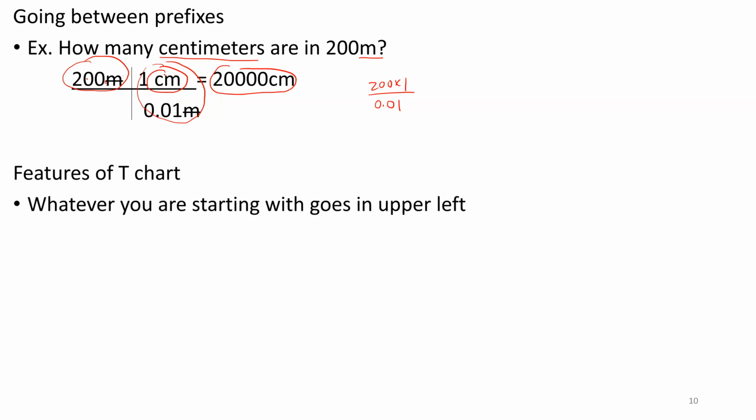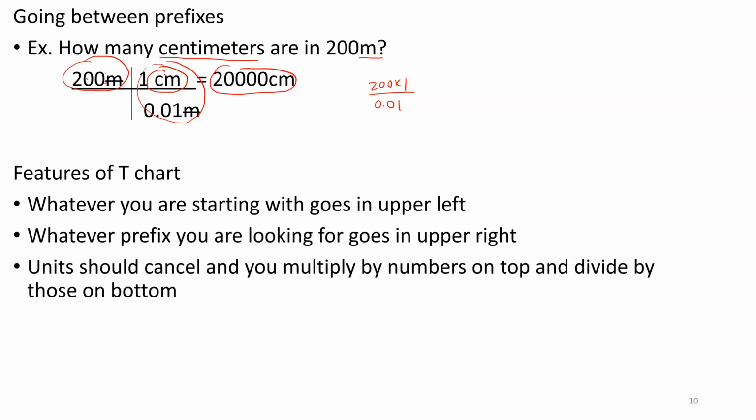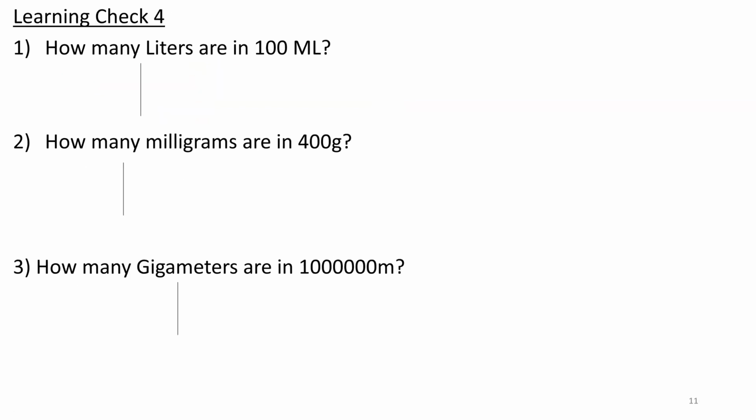So, to recap: whatever you are starting with goes in the upper left-hand corner. Whatever prefix you're looking for goes in the upper right. Units should cancel, and you multiply by the numbers on top and divide by those on the bottom. So that's what I basically did here, and I ended up with the correct answer.